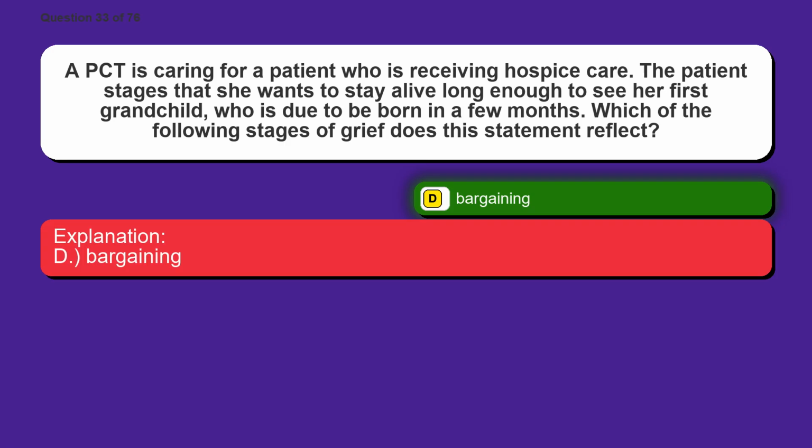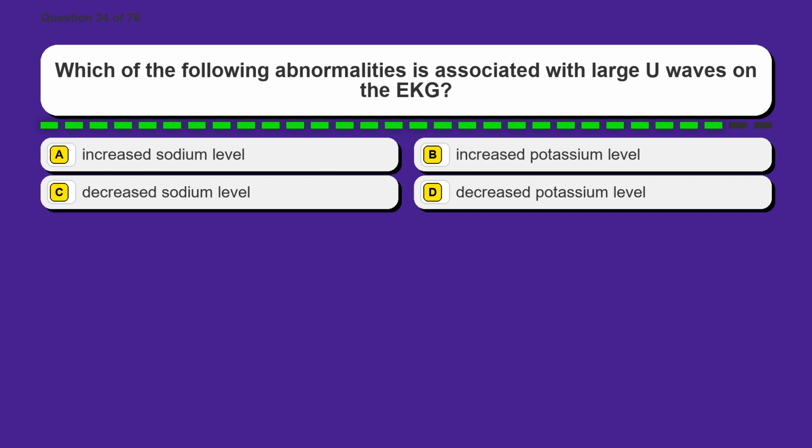Question 34. Which of the following abnormalities is associated with large U waves on the EKG? Option A, increased sodium level. Option B, increased potassium level. Option C, decreased sodium level. Option D, decreased potassium level.